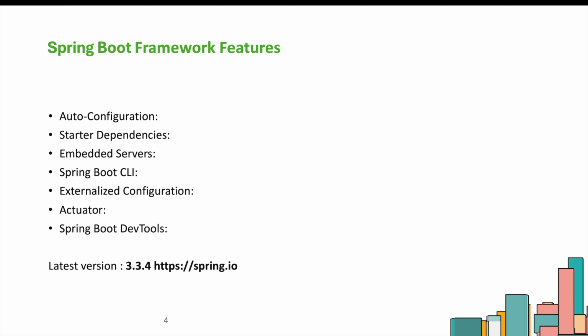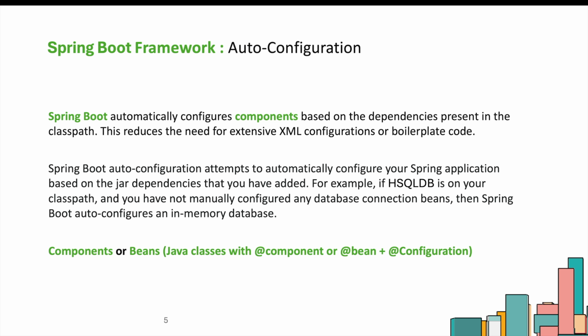The latest version of Spring Boot is 3.3.4. If you access spring.io, you can see the latest releases. Let's look at Spring Boot auto configurations.